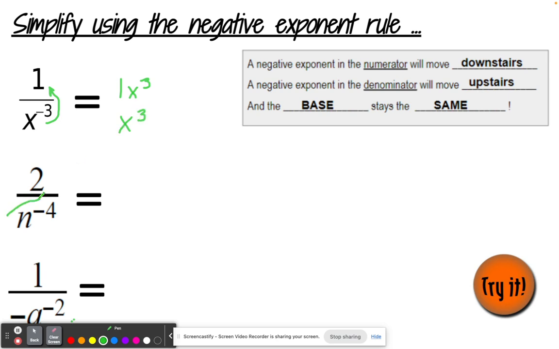In this case, I'm going to take my n to the negative 4 and move it upstairs, and that will become 2n to the fourth. And my last one, I'm going to take my a to the negative 2 and move it upstairs. Again, I don't usually write my coefficient of 1, so I'm going to put a to the second power when it goes upstairs, but I do have this negative, so it is going to be negative a to the second power.